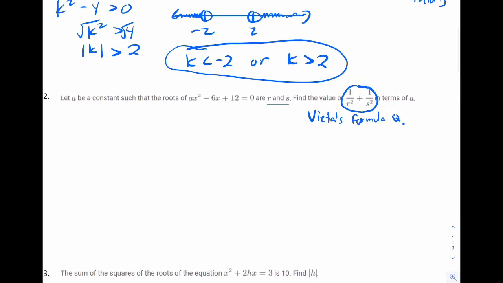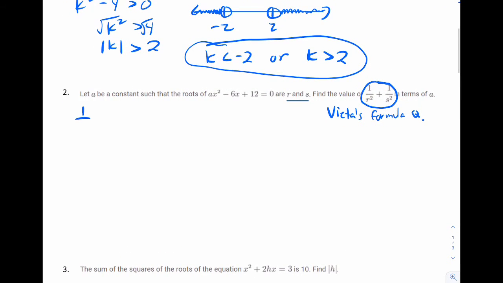Let's start with the 1 over r squared. Add that to 1 over s squared. To add this, we just need our common denominator. So that's going to be s squared plus r squared over r squared s squared. If you're wondering how I did that, multiply the left thing by s squared over s squared, the right thing by r squared over r squared.